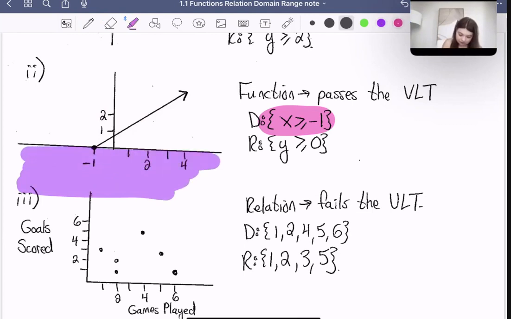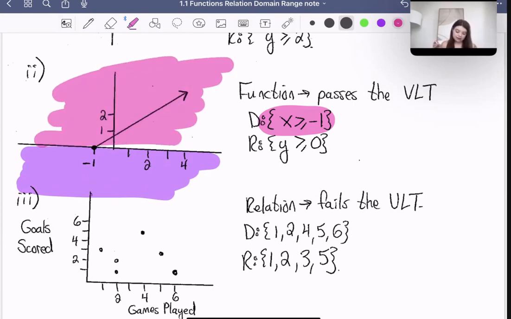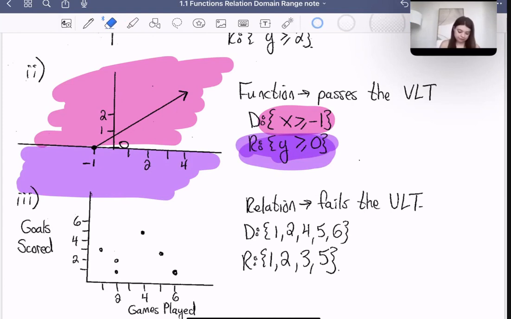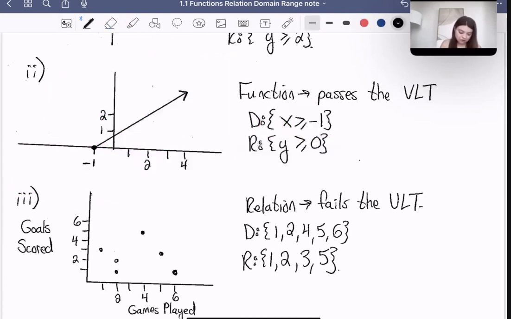Starting right at 0, right at that axis, we got something, something, something, and so on for y. And so therefore, since 0 with respect to y was the point where we finally got some values, our range is going to be that y must be greater than or equal to 0. So that's my suggestion for finding domain and range with the graphs.